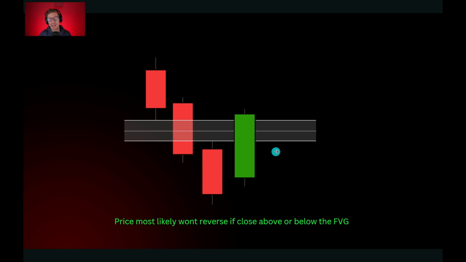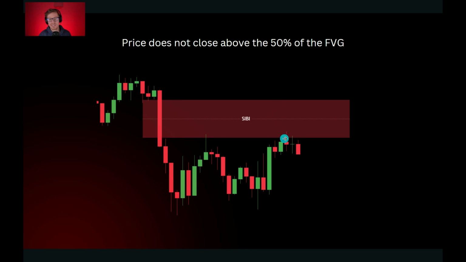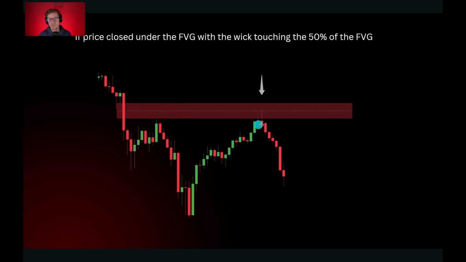So fair value gaps can act as support and resistance levels. Either it's going to hit the fair value gap and reject, or break through and create continuation to the upside. You can observe in this instance, price comes up to this fair value gap or the SIBI, and it just taps into the lower half of the 50% and finds rejection at this level. This is a high probability that we're going to get this rejection off this level. In this example, price comes up, it wicks into the 50% mark, and it just drops from that point.